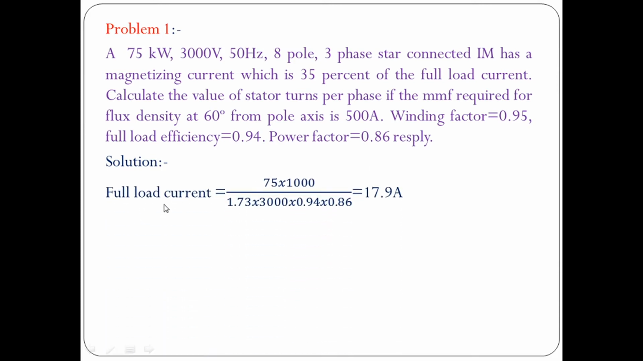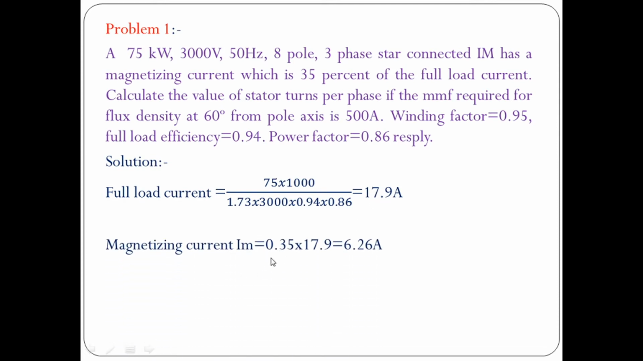So first we need to calculate the full load current, that is IFL, which is given by 75 into 1000 divided by root 3, that is 1.73, into 3000, that is the line voltage, into 0.94, that is the full load efficiency. So the power divided by full load efficiency gives you the input power. If you divide it by power factor 0.86, you get the full load current. So that is 17.9 amps.